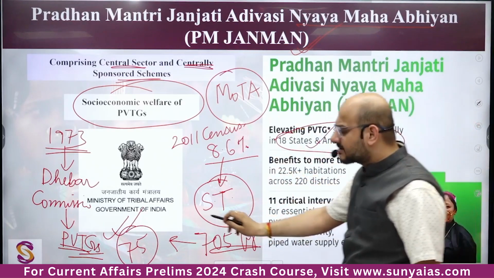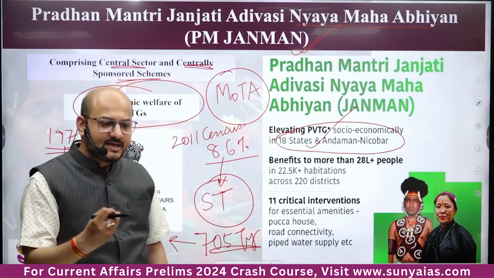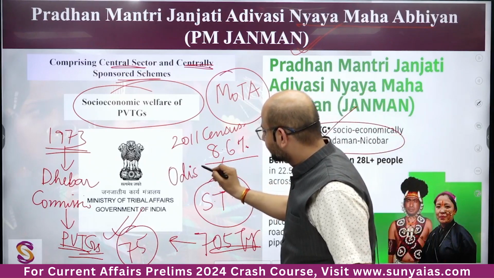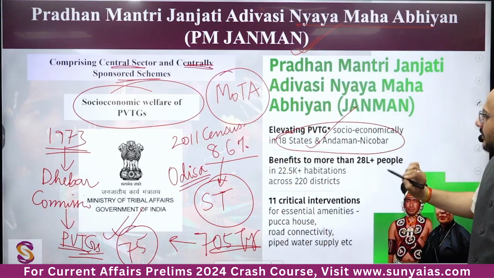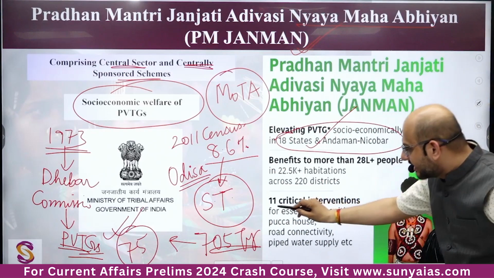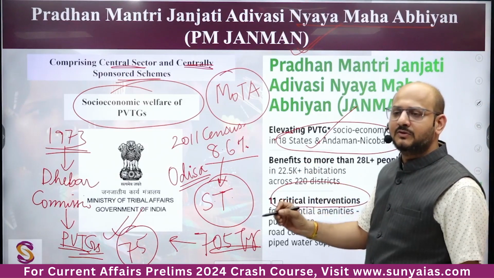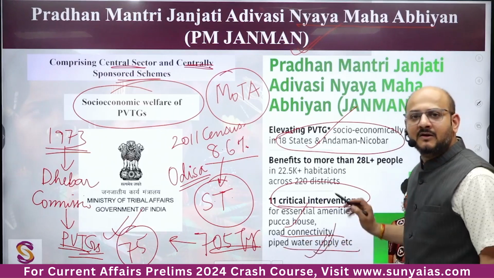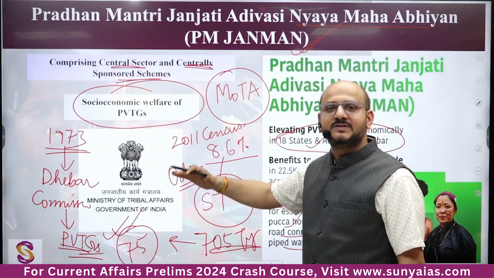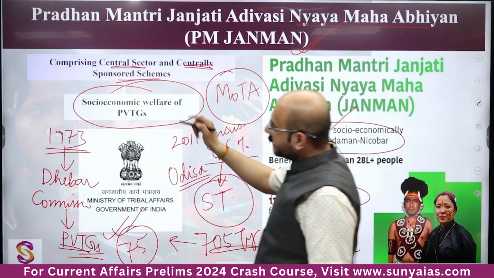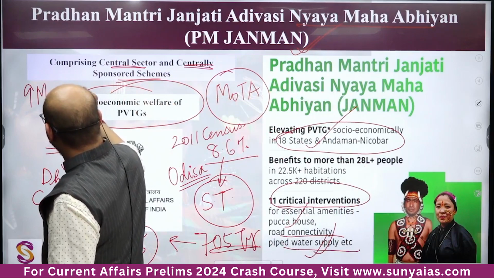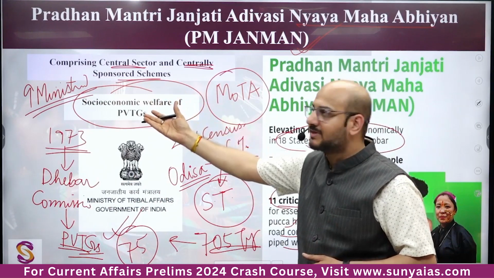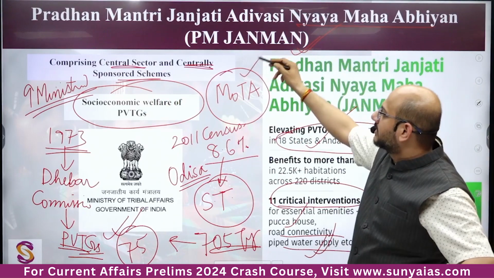Which state has the highest tribal population? Which state has the highest PVTGs? It is Odisha. Now here different beneficiaries will be there. 11 critical interventions, just like economically weaker sections, pakka houses, PM Awas Yojana, road connectivity, piped water supply, for their mainstreaming into the governance process should be there. Along with it, basically 9 ministries will be involved. Nodal ministry, like our tri-ministerial scheme. This involves 9 ministries and the Ministry of Tribal Affairs will be the nodal agency for that matter.